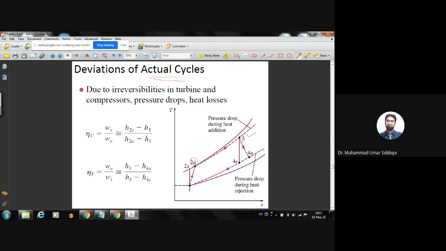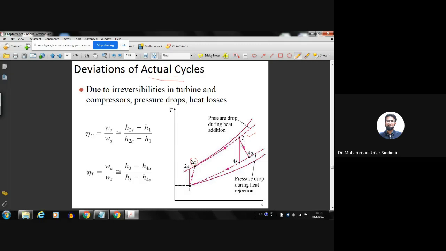Then from 3 to 4, it's basically the expansion process in the turbine. Ideally, we assume that the turbine should behave ideally. There should be no inefficiencies in the turbine, so there should be no losses from the turbine. So the entropy should remain the same, and that means it should be represented as a vertical line on a TS diagram. But in reality, it will not be a vertical line. Why? Because there will be some losses and the entropy will increase.